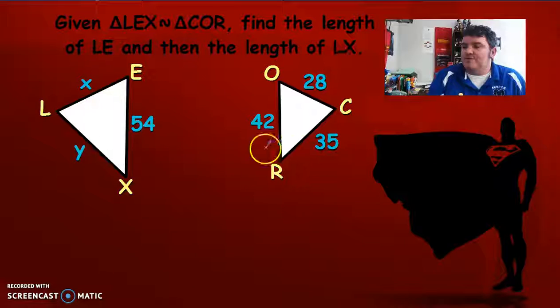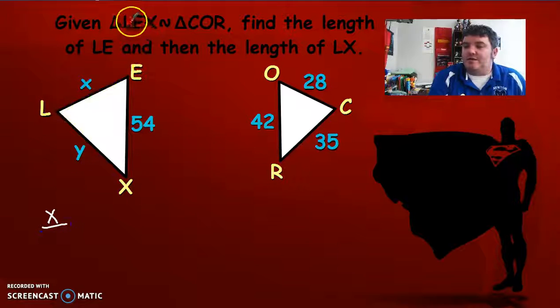I've got all three sides of this triangle. Now I want all three sides of this triangle. So let's do X, which is represented by LE. Now if I look at my similarity statement, L and E are the first two letters. So that means they match up with the first two letters over here, C and O. C and O is 28.